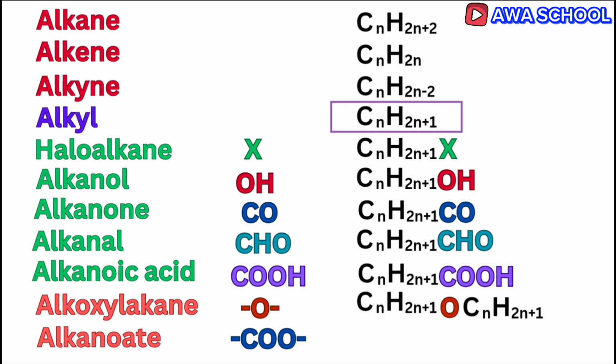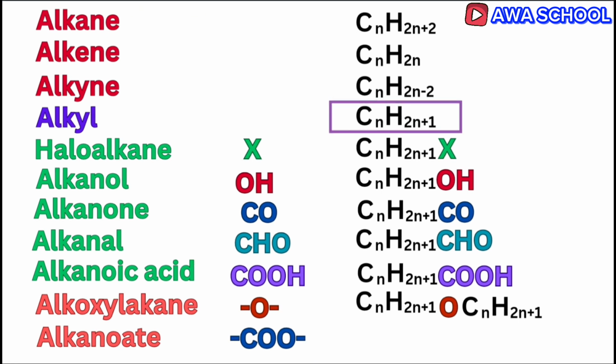Okay, now look at alkoxyalkane. If you check the functional group of the alkoxyalkane, I put a dash on the left-hand side and a dash on the right-hand side, meaning that an alkyl group will add to the left-hand side, another alkyl group or the same alkyl group will add to the right-hand side. That is why it's like this. So alkyl group on the left, alkyl group on the right. So what do you think will be the general formula for alkanoate? Remember, we still have a dash here and a dash here, right? So the alkyl group will be added to the left side of COO, and an alkyl group will be added to the right side of the COO also. Exactly. This is it. All right.